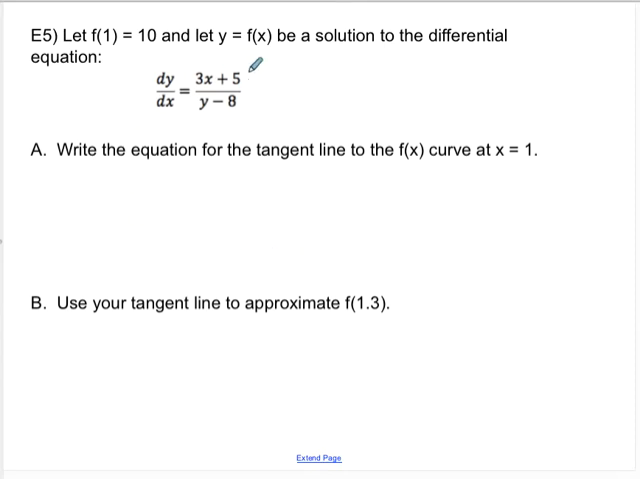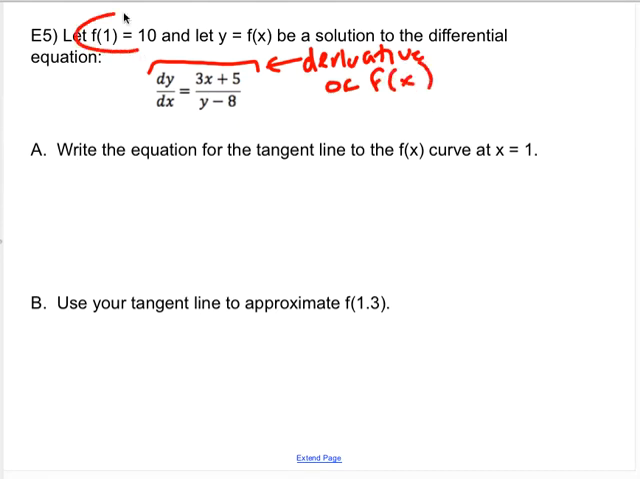Okay, so let f of 1 equal 10, and let f of x be a solution to this differential equation, meaning that this is the derivative of f of x. We're asked to write an equation for the tangent line. Well, we already know half of our answer. I already have a point. The point that I have is (1, 10).